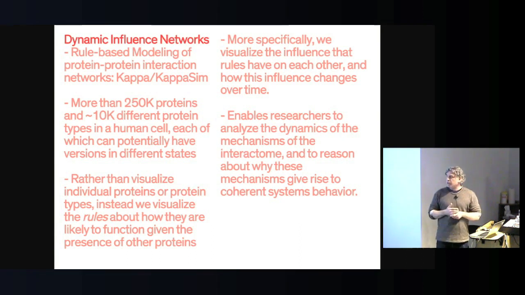They're very similar, and in fact, the visualization could apply to either one pretty easily. But as I said, there's more than 250,000 proteins in a cell, potentially up to 1 million in a human cell. And there's also 10,000 different protein types in every human cell. So even if you just want to represent the types and not the individual proteins, you'll still run into a huge problem with visualization. And each of those proteins can be in different states at different times.